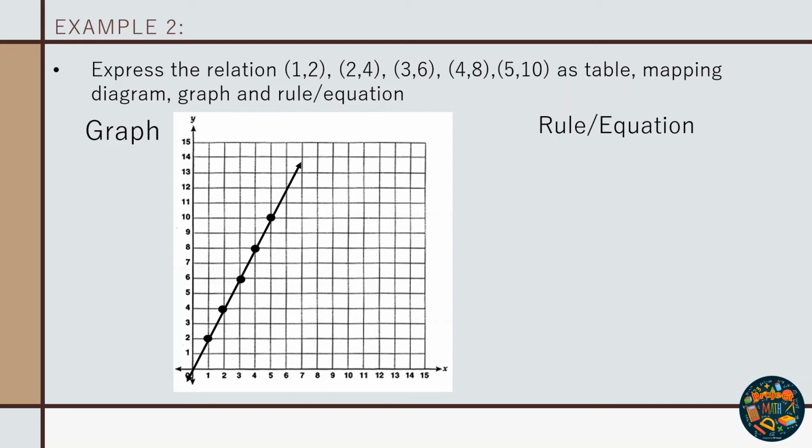And then by equation or a rule. So, anong mapapansin natin sa equation natin? Sa equation, y is equal to 2x. Bakit? Kasi mapapansin natin that ang value ng y is twice the value of x. Kaya ang rule or equation natin ay y is equal to 2x.